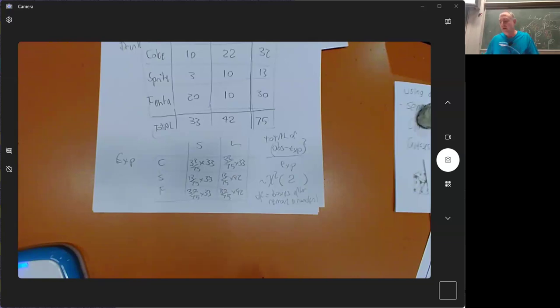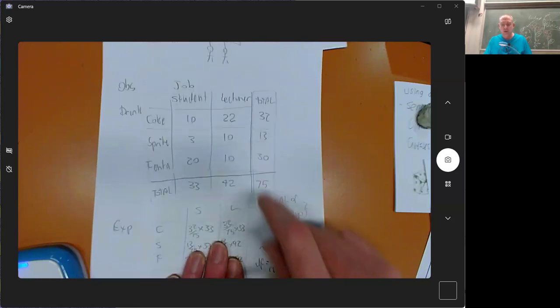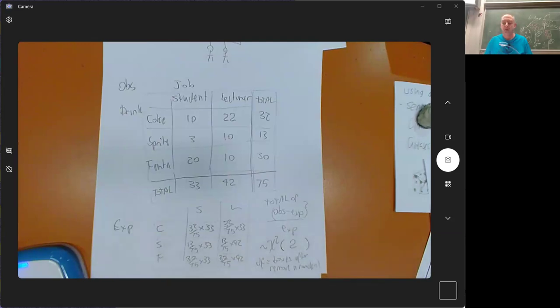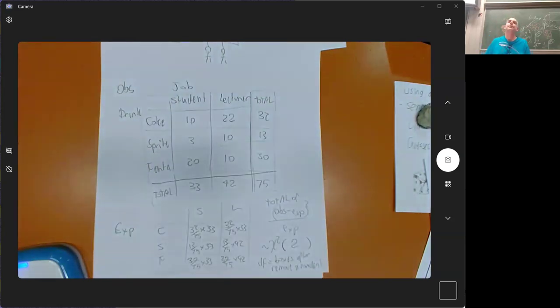So to be fair, the questions they often ask about these things are, here is what the computer gives you. It gave you a chi-squared distribution, it gave you a p-value, and you can interpret it from there. But sometimes they say, what is the expected contribution for the student Coke category? And you would go, aha, well, it's 32 out of 75 times 33, that number. So they'll often ask you what the expected number is just for one of them, so that you can prove that you know how that's done. Or they'll say, what's the degrees of freedom? And you'll go, 2. And they won't ask you to show working, you'll just write it down.